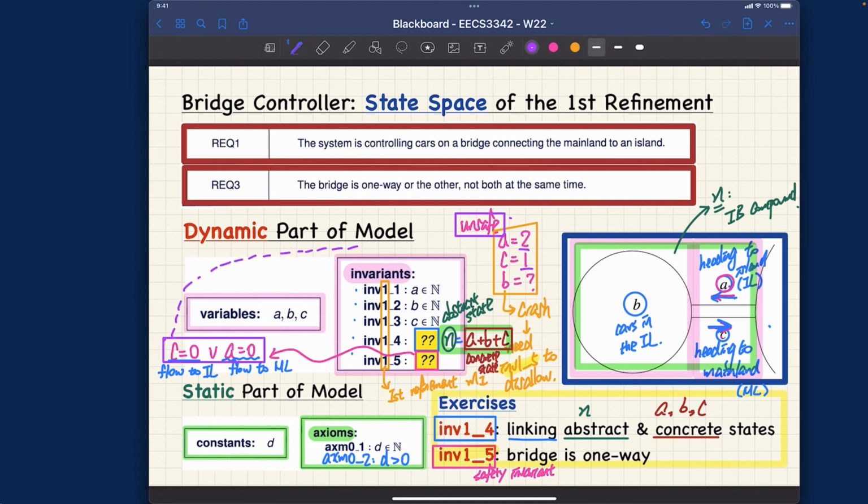So this will be the counterexample to violate this safety invariant. And having this invariant in place for our refinements, having C equal to 0 or A equal to 0, is very good to protect the system from reaching this particular state, in which case we have a crash. All right, hopefully you understood the solution to the two exercises.